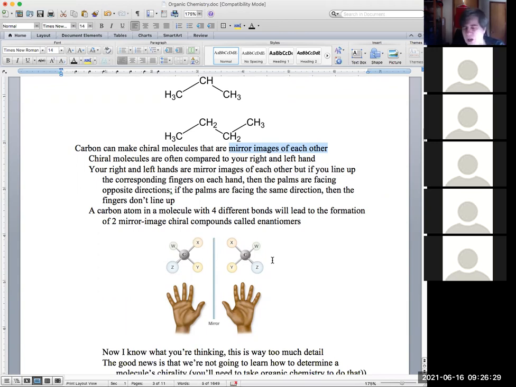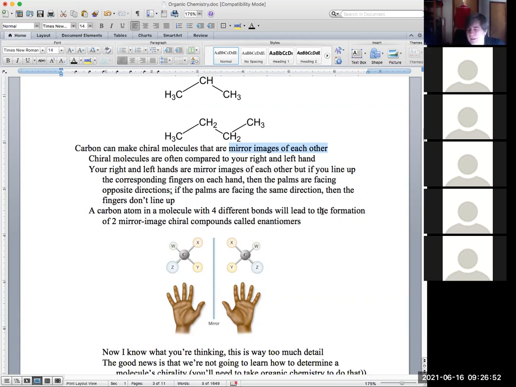If we have a carbon with 4 different types of bonds around it, like in this example, just like your right and left hand, you won't be able to actually take these 2 molecules and make them the same. They won't line up completely. They'll be mirror images of each other.